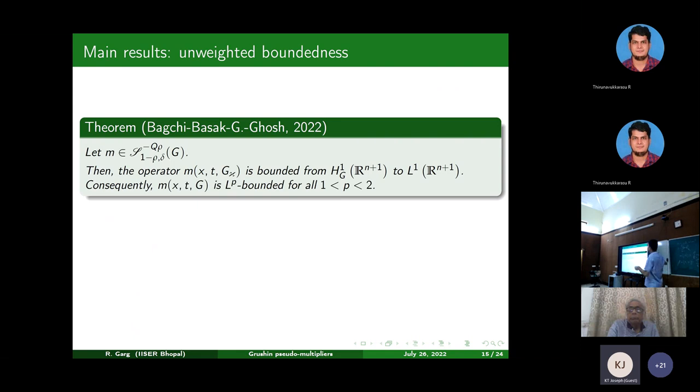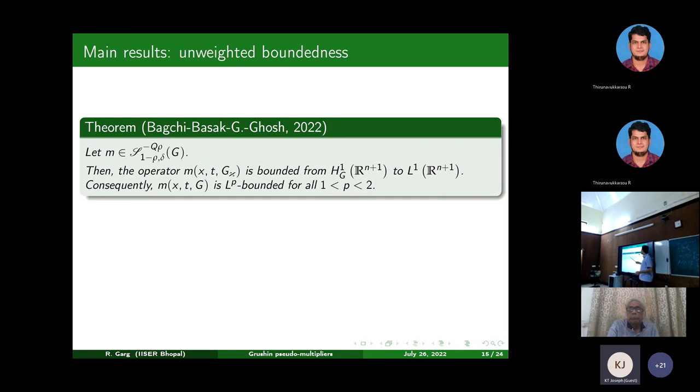As I mentioned in the beginning, I hope I mentioned, maybe I forgot, with Sayan, Abhishek and Riju, we did this work in the last one or two years. So this you would see is unweighted, and you would see that this is the type of space that Mikulewicz and Roncal-Stovall studied. So you look at S^{1-ρ}_{ρ,δ} and give me the decay of the type -nρ. So this n is the homogeneous dimension here, n+2, not the topological dimension. If you give me this much, then we actually have H^1 to L^1 boundedness.